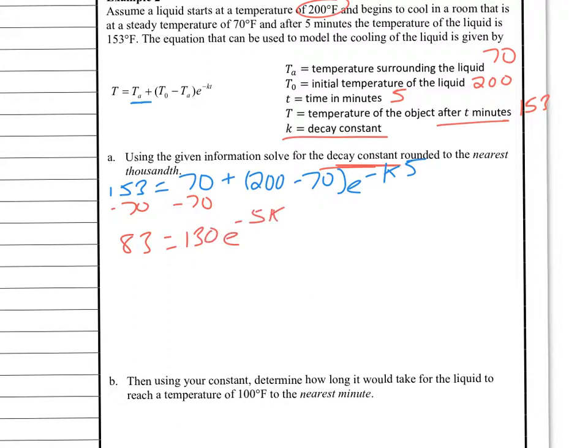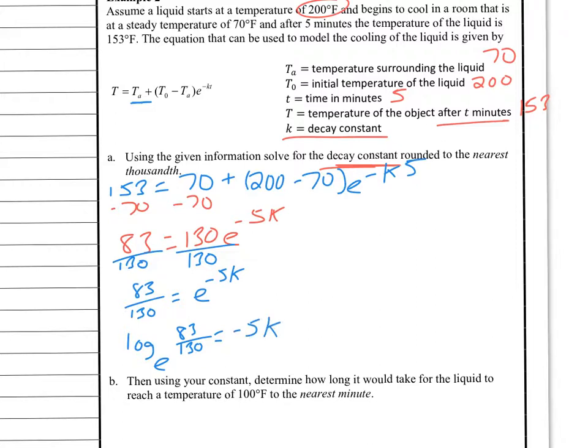Now this is a problem that you've solved before. Looks pretty familiar to you, or at least it should. We have to get it so that it's pretty much the base of the exponents alone, and then we're going to use changing it from exponential form to logarithmic. So we divide by 130. So we have 83 over 130 equals e to the negative 5k. And now we're going to change it to the log form. Log base e of the 83 over 130 is going to equal our negative 5k.